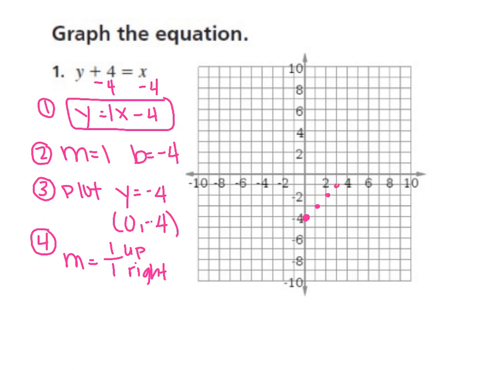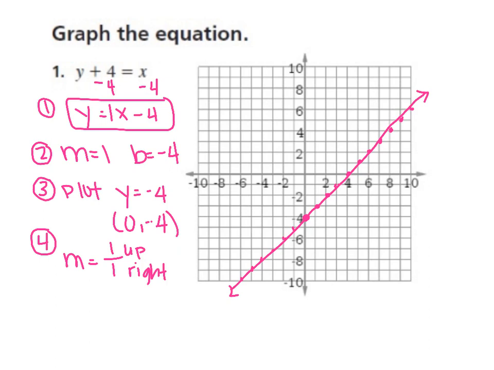I want to plot as many points as I can. This is going to be really important now. Technically, I can draw a line with just 2 points, but for what we're doing, we want to find where 2 lines are going to intersect. So I want to have as many points as I can so I can tell for sure which point they intersect at. Once I have all of those points plotted, I connect my line and put arrows at the end.